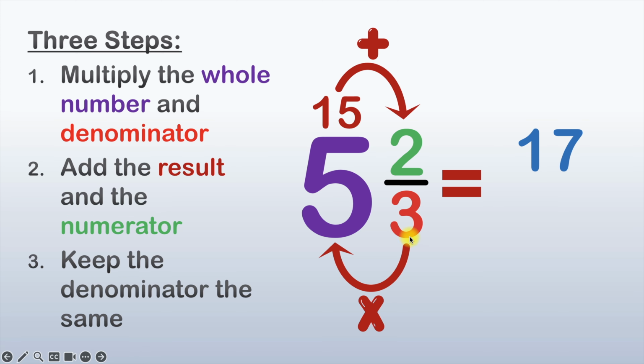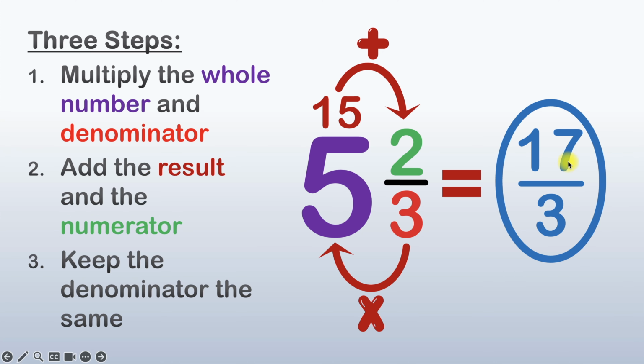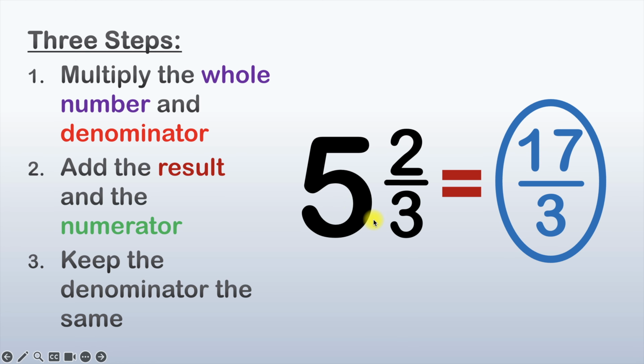The denominator is 3, so we'll just keep the 3 here, making our final answer 17/3. And I want to make sure I say it again. The whole point is to convert from the mixed number to the improper fraction. So we would say that 5 and 2/3 is equivalent to 17/3.